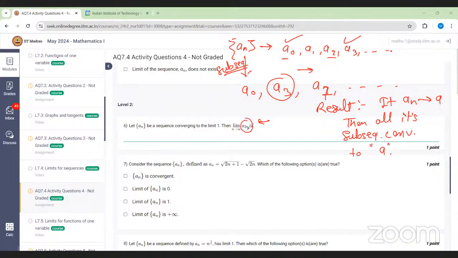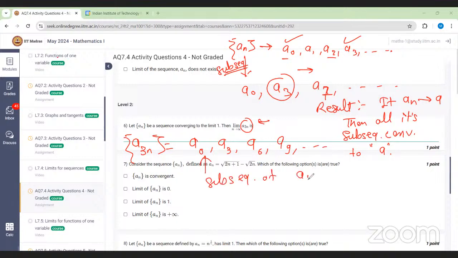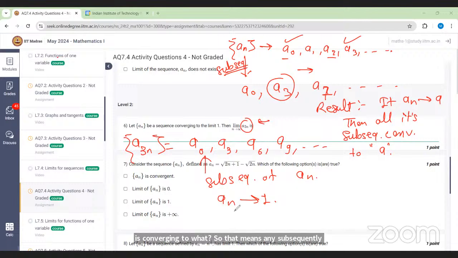Here it's given A3n, where 3 is written in the subscript. If you consider this sequence, A3n is nothing but A0, A3, A6, A9, and so on, right? So this is a subsequence of this particular sequence. And it's given that an is converging to 1, so any subsequence will converge to 1. That's why this limit will be equal to 1. So it implies A3n converges to 1.